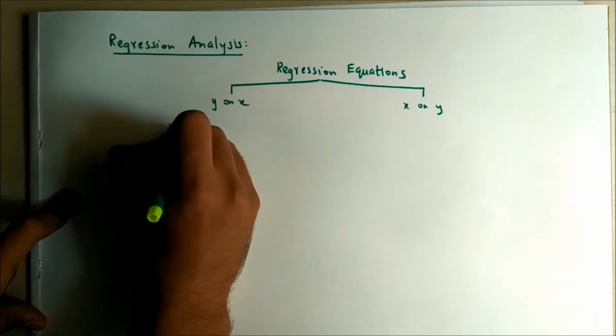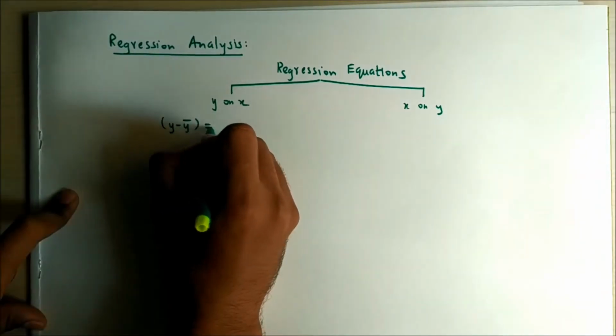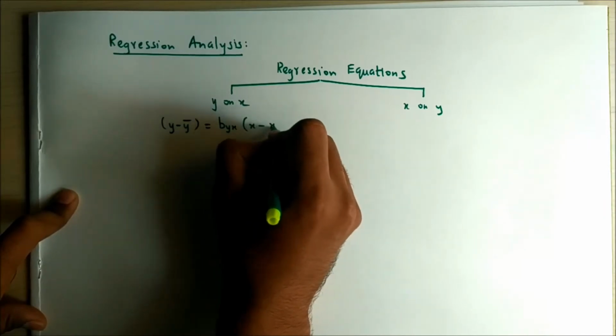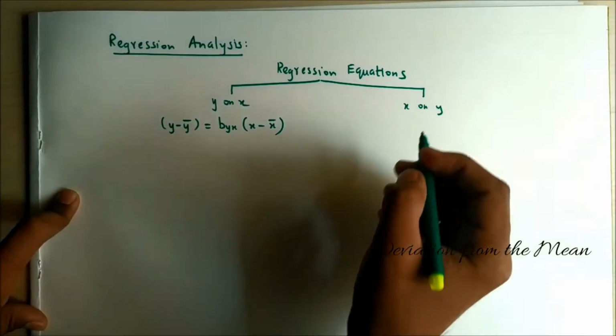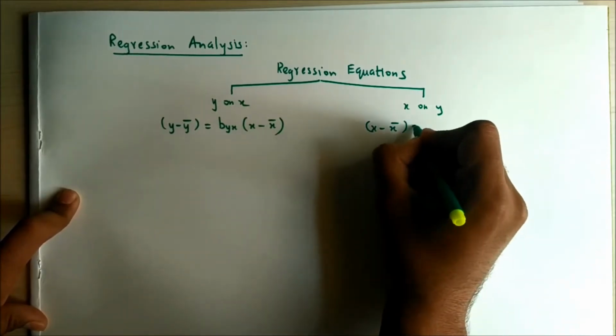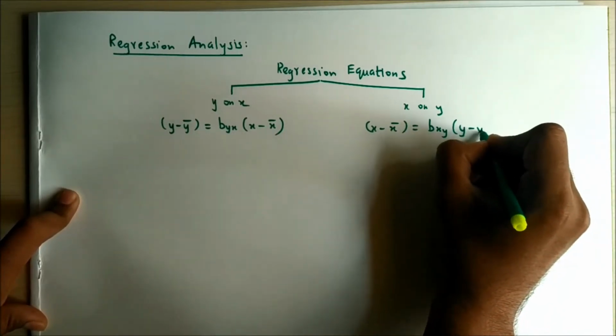Now the format for y on x is y minus y bar equal to byx into x minus x bar. And the x on y equation is given by x minus x bar equal to bxy into y minus y bar.